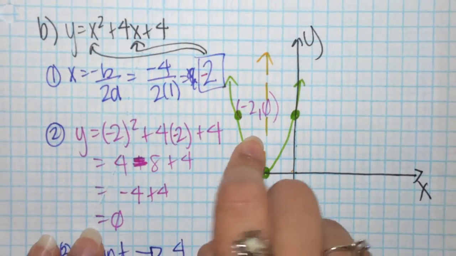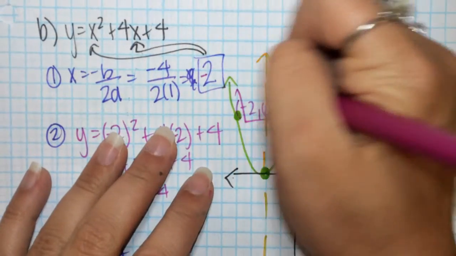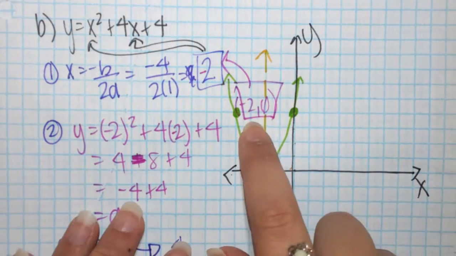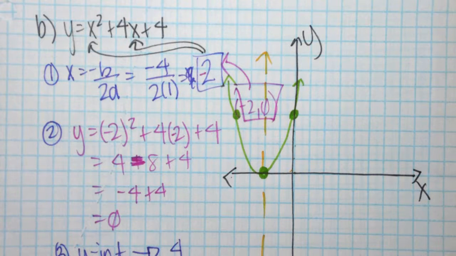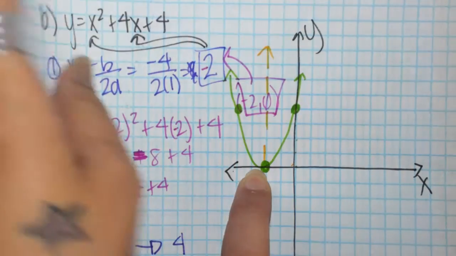That is not this point. That's just writing what my vertex is. It just looks like it's part of my graph. Alright, so this point is my vertex. It's not these 2 points. Now, do we have any roots here? Yes. How many? We have 1. And what's our root? -2, 0. That's our root this time. Can you guys try C now without me?